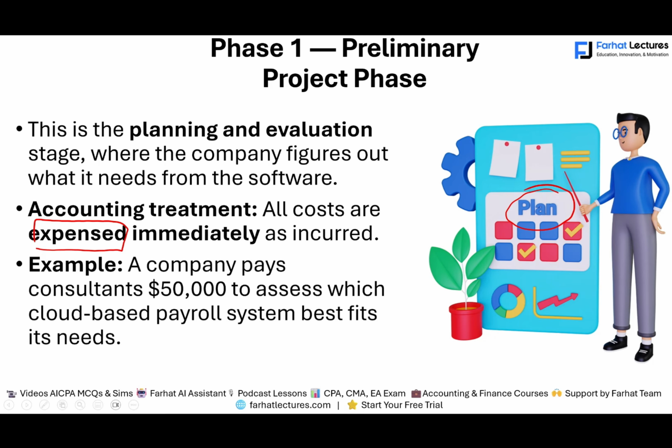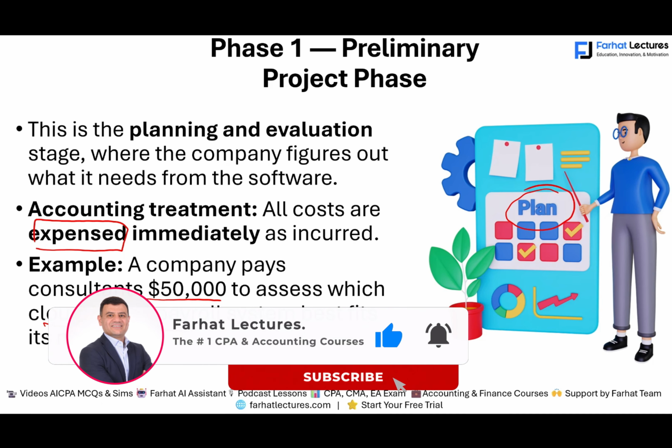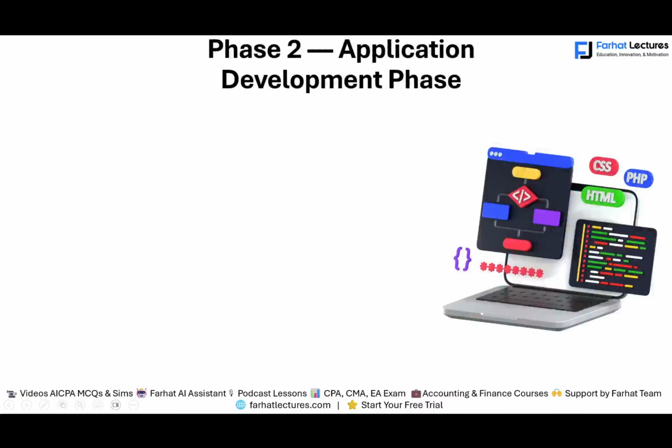So for example, a company pays a consultant $50,000 to assess which cloud payroll system best fits its needs. We didn't buy anything, we're just asking a question, and we invested some money to answer that question. So what do we do with this $50,000? We expense it right away. And guess what comes after Phase 1? You guessed it, Phase 2, the application development stage.